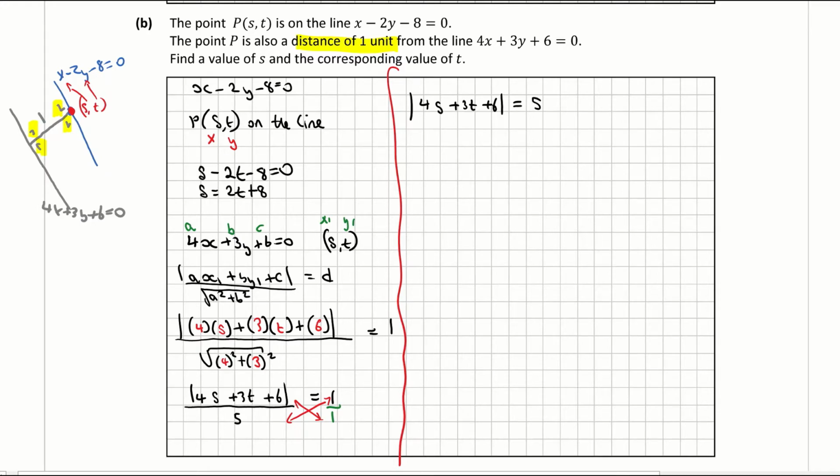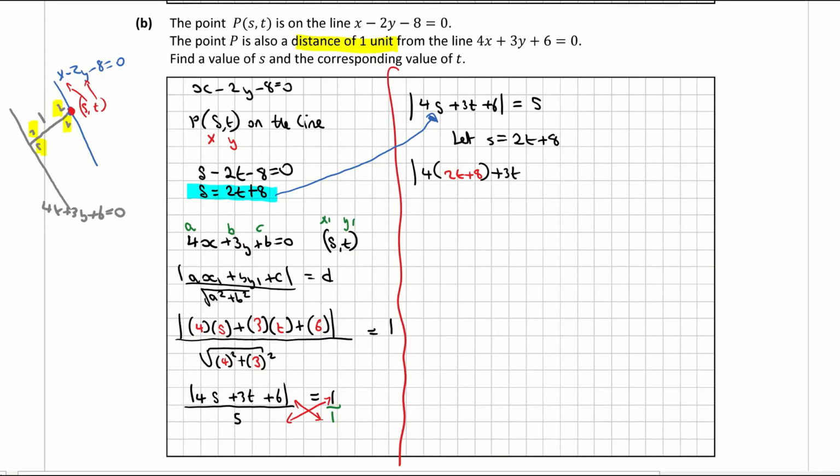And what I'm now going to do is, because I have it in terms of two variables, s and t, I'm actually going to take this piece of information I have over here. Remember we said that s is equal to 2t plus 8. So I'm going to take that and sub it in here for my s. So that's my next step. So I'm going to say let s is equal to 2t plus 8.